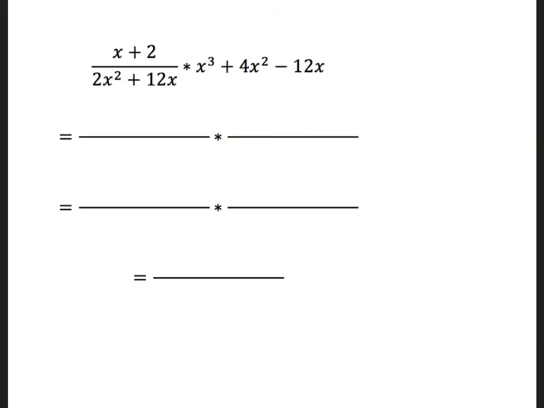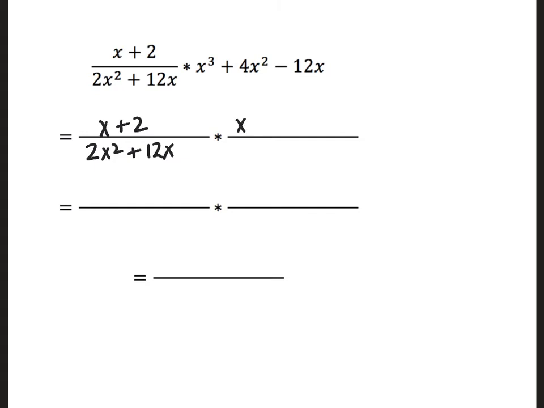All right, my second one, we have (x plus 2) divided by (2x squared plus 12x) times (x cubed plus 4x squared minus 12x). Now notice my first one is a fraction. I'm just going to rewrite what I had, x plus 2 divided by 2x squared plus 12x. And my second one isn't a fraction right now, but we can turn it into one.